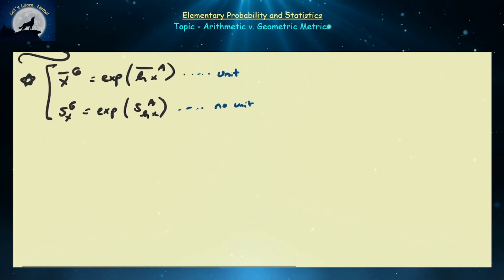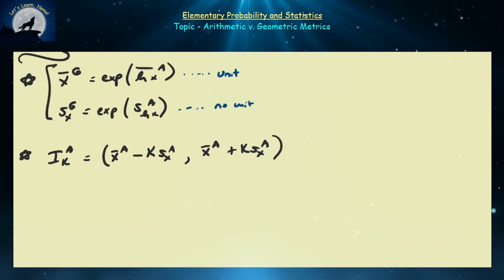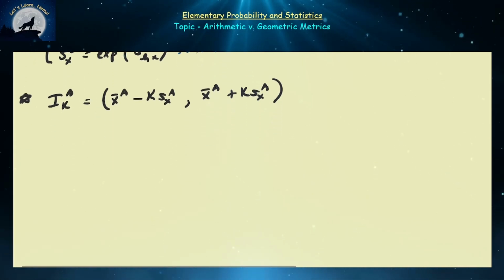So how about building intervals for estimation under geometric metrics? Recall, for our arithmetic processes, our interval was equal to x bar a minus k s_xa, and x bar a plus k s_xa. So in arithmetic processes, what do we do? We add and subtract a scalar multiple of our standard deviation, right? And this is for arithmetic.